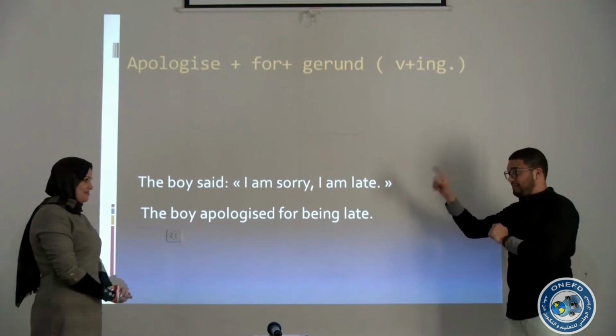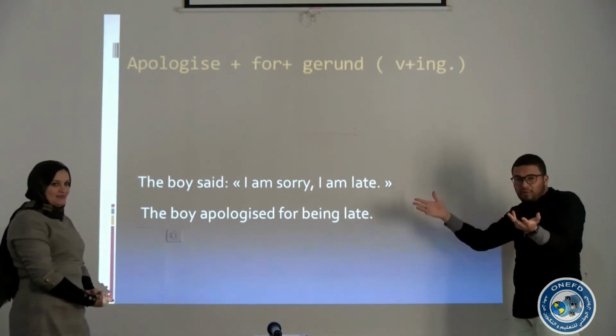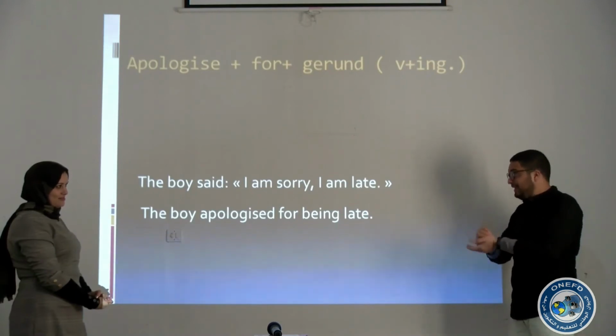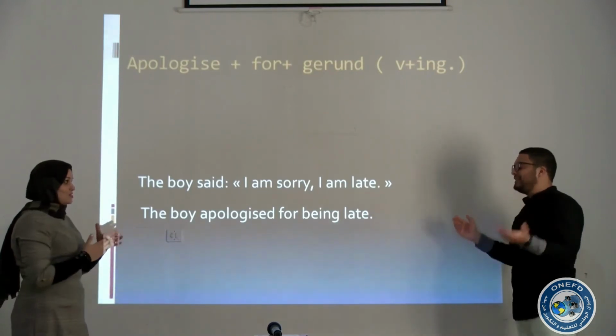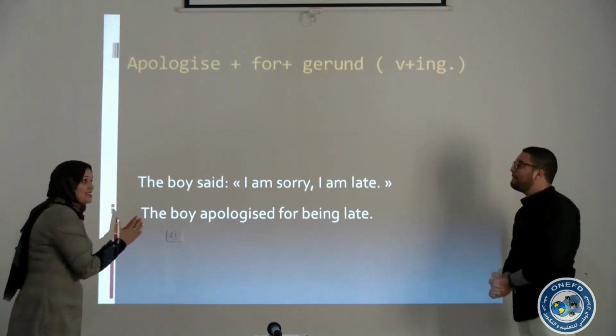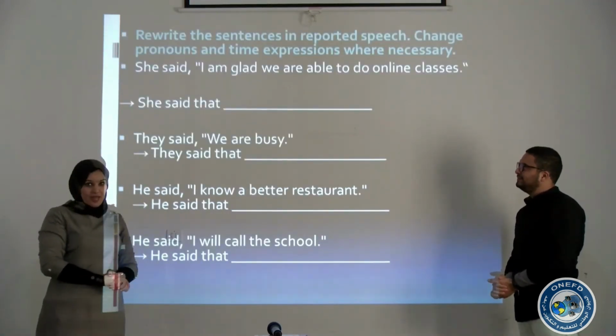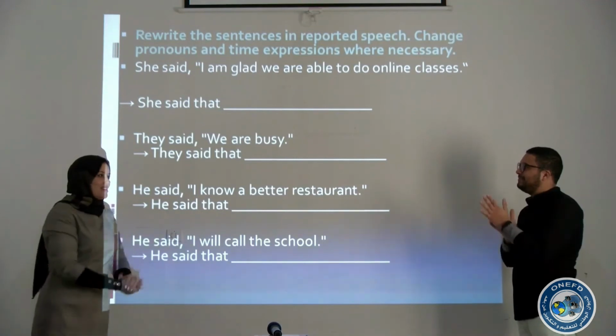So here we have apologize for what? For being, which is the gerund of the verb to be, and then the rest of the sentence. So here we summarized what happened. You see, the summarizing verbs are very, very helpful. Here is the practice.